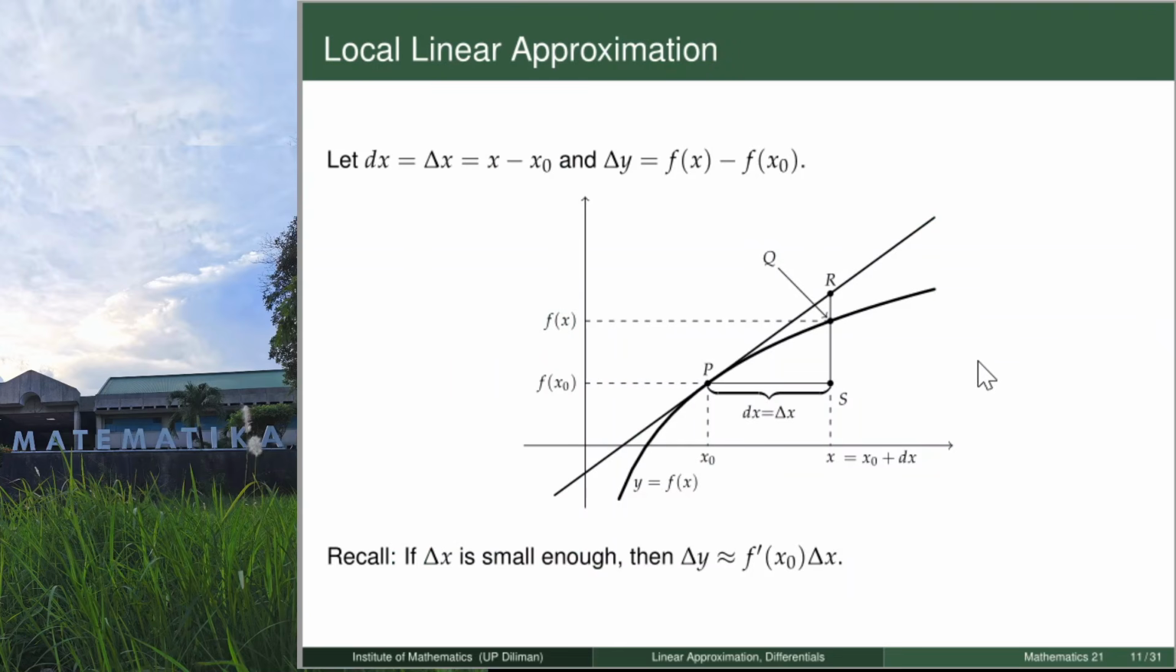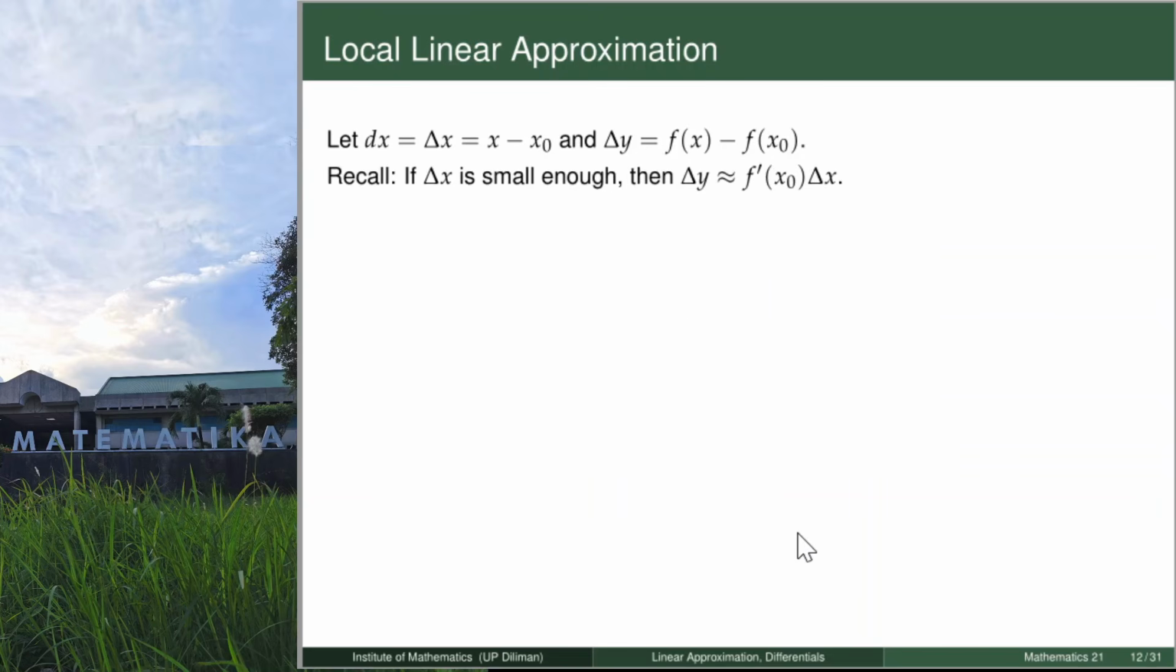Do you remember our diagram from before? We will just add this particular detail that dx is just delta x, which is still x minus x naught, and delta y is our difference of the y coordinates, f of x minus f of x naught. And then recall from a while ago that if delta x is small enough, so this difference is small enough, then your delta y, or your change in y, is approximated by this expression here.